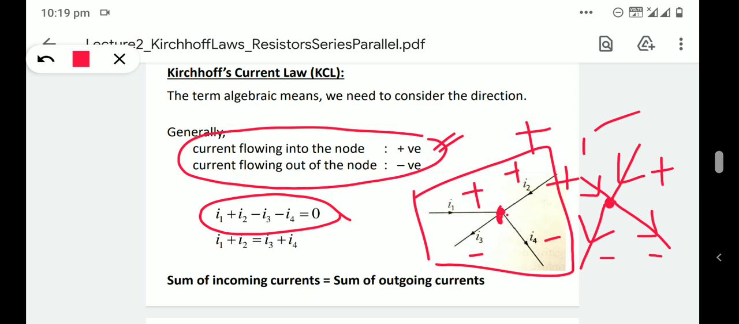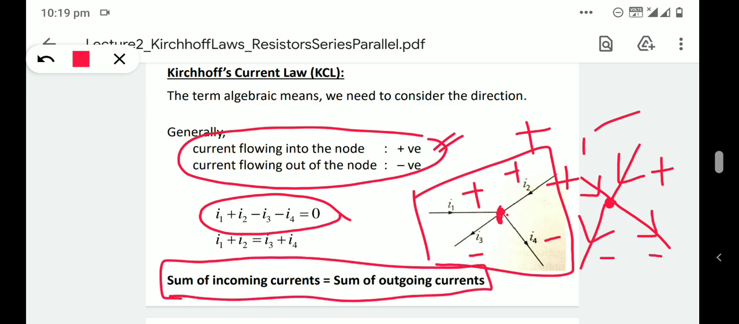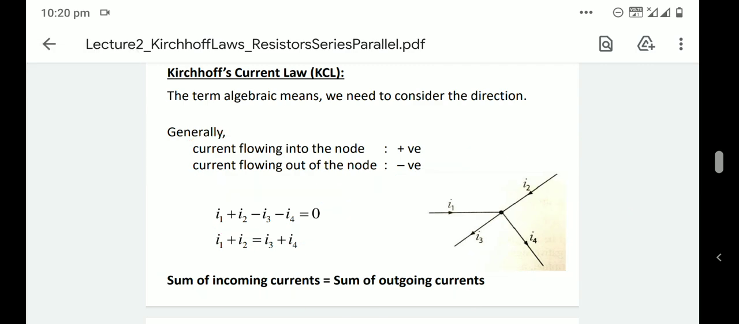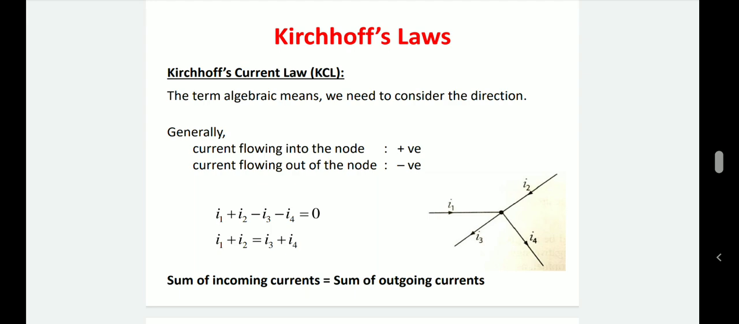So again we can say that the sum of incoming currents is equal to the sum of outgoing currents. That is, I1 plus I2 equals I3 plus I4. Here I1 and I2 are the incoming currents, and I3 and I4 are outgoing currents. So according to this equation, the sum of incoming currents should be equal to the sum of outgoing currents. Okay, so this is what is meant by KCL, or Kirchhoff's current law.